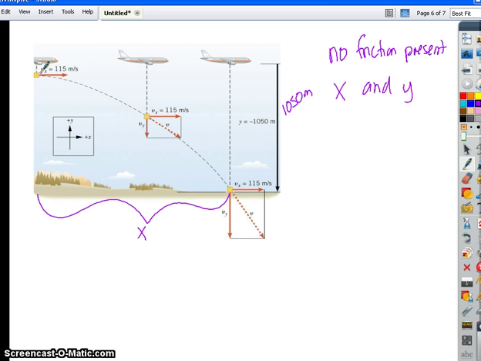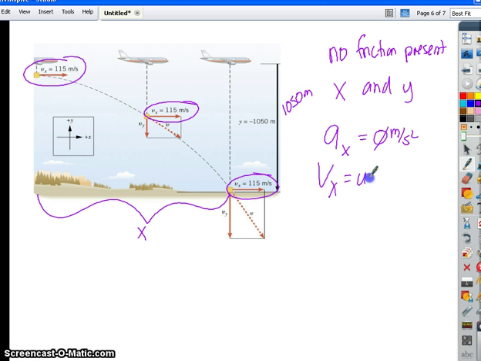Okay? The velocity in x is 115 here, it's 115 here, and it's 115 here. The acceleration in the x direction is equal to 0 meters per second squared. So what is that saying? The velocity in the x direction is unchanging. Okay? This box will continue to travel 115 meters per second every second until it hits the ground in the x direction.